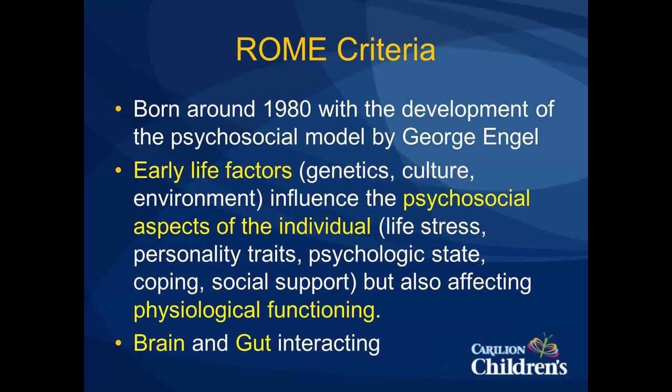The Rome criteria actually have roots from 1980 with a gastroenterologist named George Engel, who studied a biopsychosocial model. He developed this model to look at the early life factors that affect genetics, culture, and environment, influencing the psychosocial aspects of the person, like life stressors, personality traits, psychological state, how we cope with the environment, and how much social support we have from our family and our primary caretakers, but also affecting physiological function, which is very important. It is the result of this conglomerate of factors in the person.